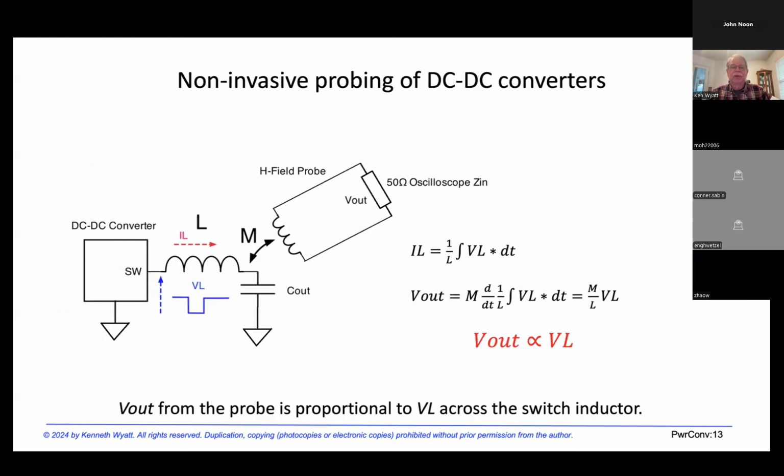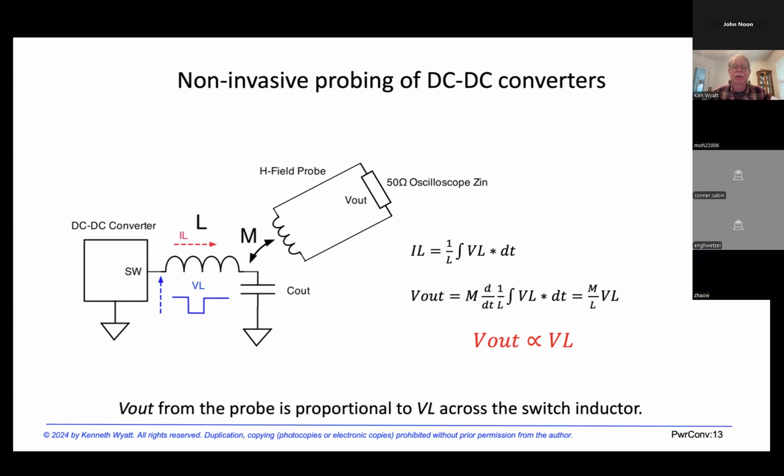I've developed a method that I call non-invasive probing of DC to DC converters. The problem when you're using a scope probe is the risk of shorting something with that probe. So you can take an H field loop probe and couple that to the switch inductor, which I have diagrammed here.